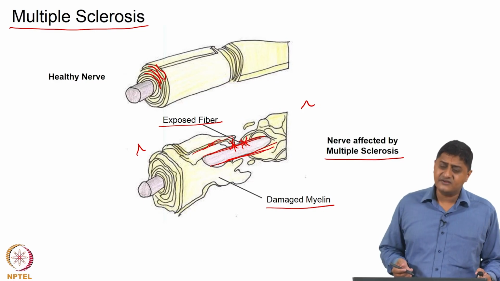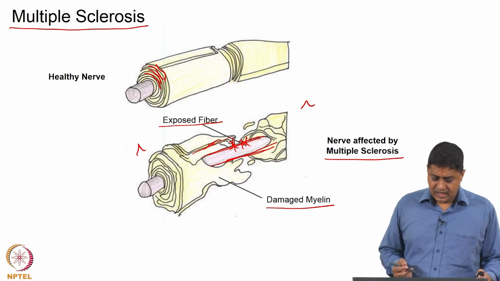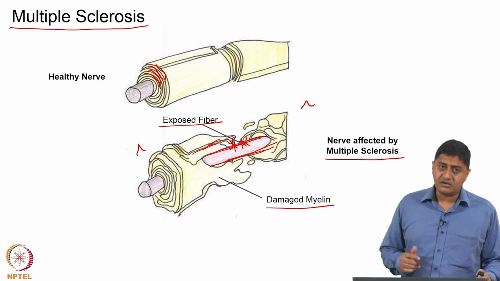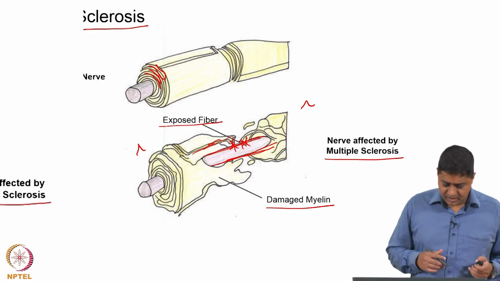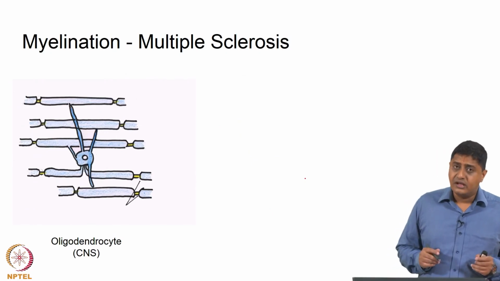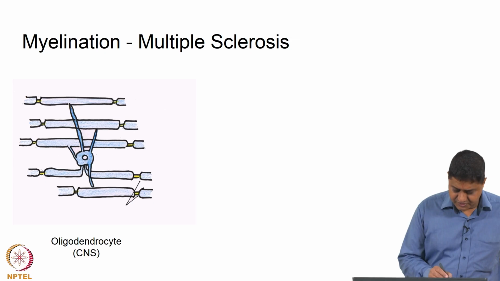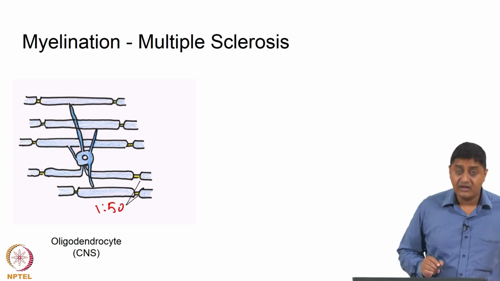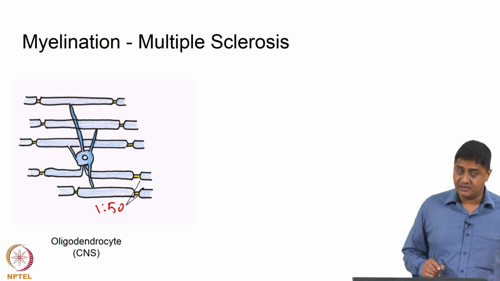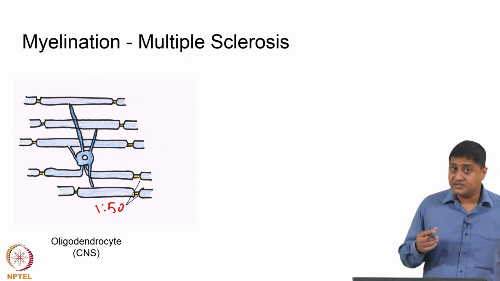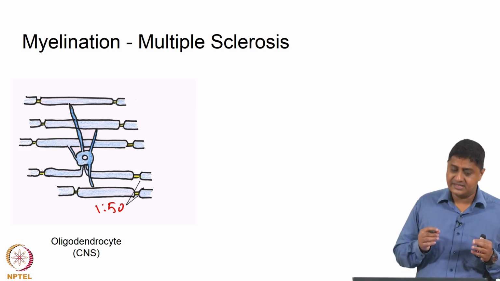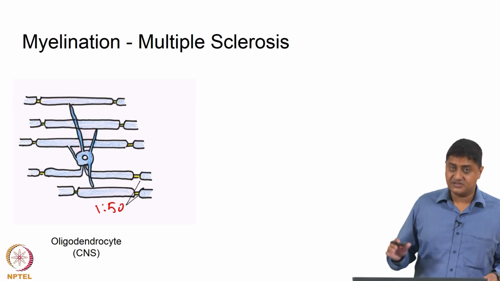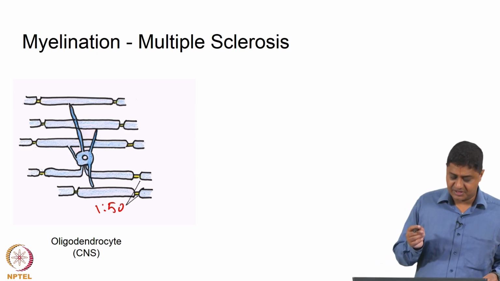A question is, what causes the damage to this myelin? That is the question. Actually, we know what causes it, but we do not know why it is caused. What causes this situation? Let us go back and analyze the situation. Remember, one oligodendrocyte myelinates about 50 axons. We said that earlier. We also said that this is an efficient arrangement, that one glial cell myelinates 50 axons. It is a great and efficient arrangement.